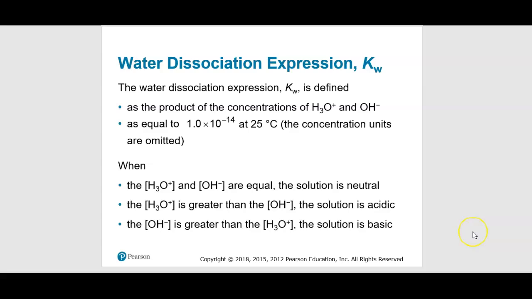So if you add an acidic material to water, if you add a proton donor, a hydrogen ion donor, if you add sulfuric acid, for example, or hydrofluoric acid, even if it's a weak acid, you're going to increase the hydrogen ion concentration or hydronium ion concentration, and you're going to reduce the hydroxide ion concentration. If you add a base, something like sodium hydroxide or even ammonia, you're going to increase the hydroxide ion concentration, and the hydronium ion concentration is going to drop.